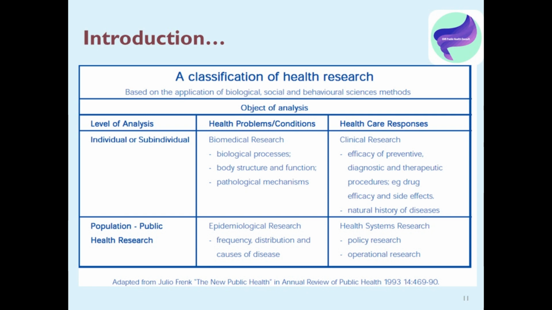Clinical research deals with studies about the efficacy of preventive, diagnostic, and therapeutic processes, for example, drug efficacy and side effects. It also studies the natural history of diseases. Health systems research can be policy research or operational research. Policy research studies the determinants, design, implementation, and consequences of health policies.